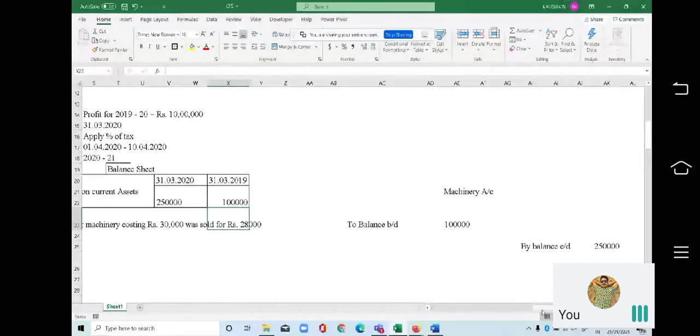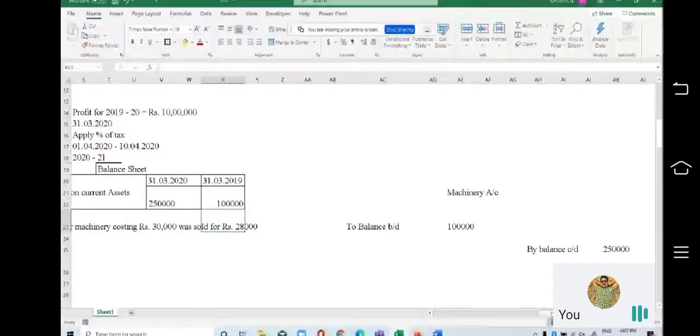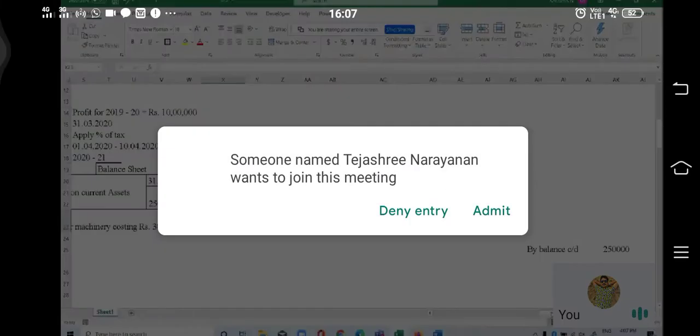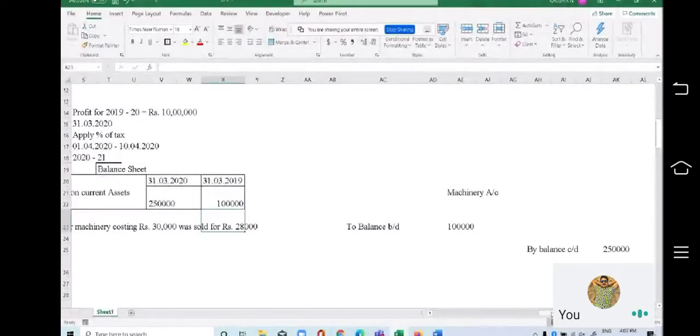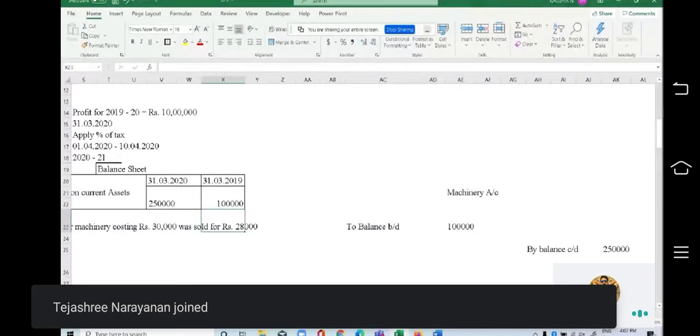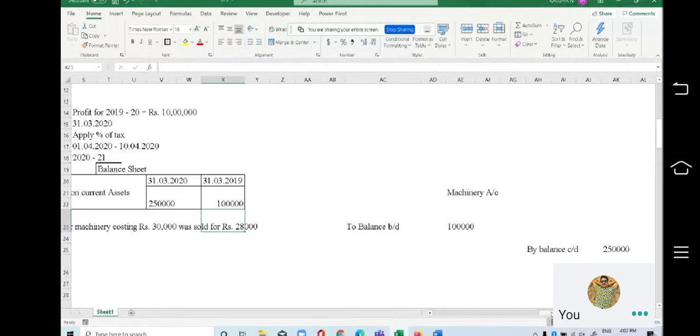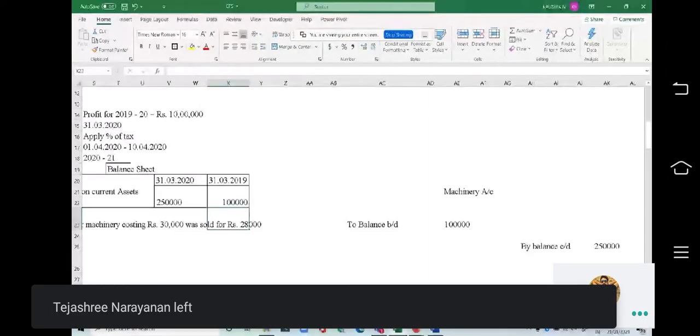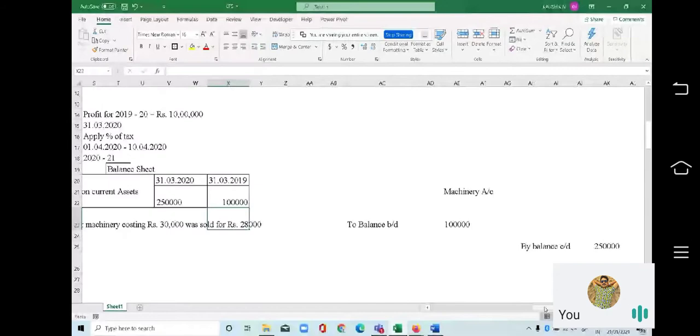Don't you remember last year's depreciation? We taught you last year. Loss on sale of machinery or profit on sale of machinery, what is the journal entry? What is the journal entry for loss on sale of machinery? Journal entry, please. Anyone? Not even one. Am I audible to you?